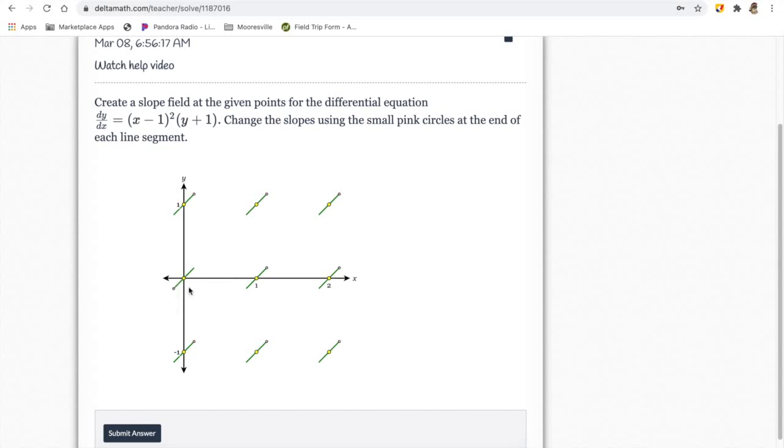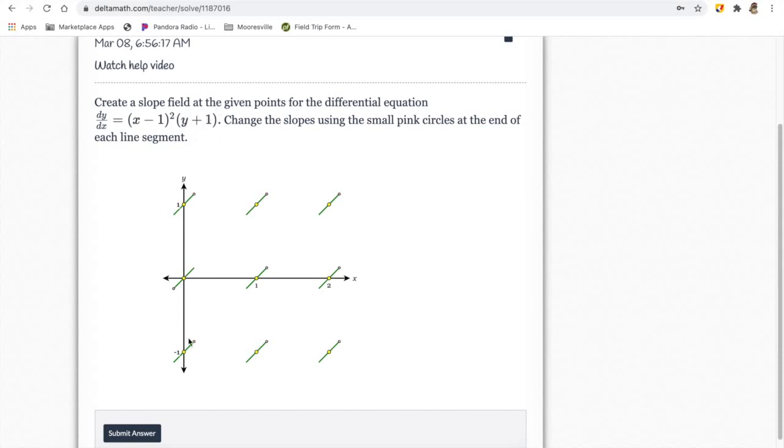Let's just start with 0, 0. If I plug 0, 0 in, I have negative 1 squared is 1 times 1 is 1. So the slope is 1. I would say that's pretty close for 1. For this one, 0, negative 1. Well, if I plug negative 1 in here, isn't that going to give me a 0? In fact, anytime I plug negative 1 in for y, I'm going to get a 0 here.